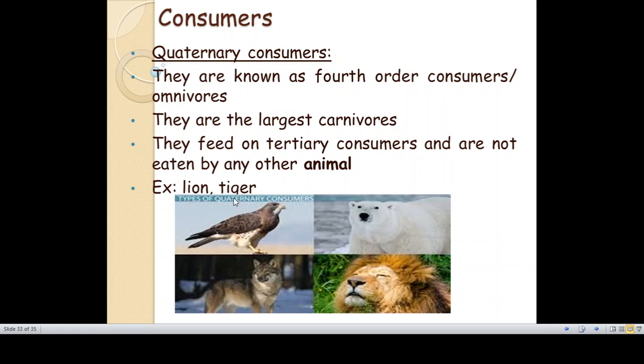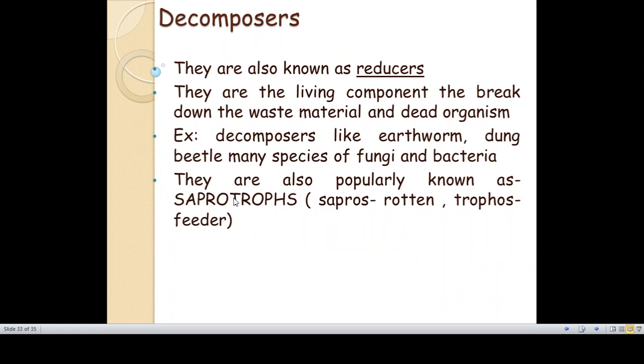For example, like I said, the lions and tigers will not be consumed by any other kind of organism. But then what happens to these organisms when they die? Of course, they will be in a form of material which is to be passed back to the earth, and this is done by one of the important areas of our biotic system, that is called decomposers.